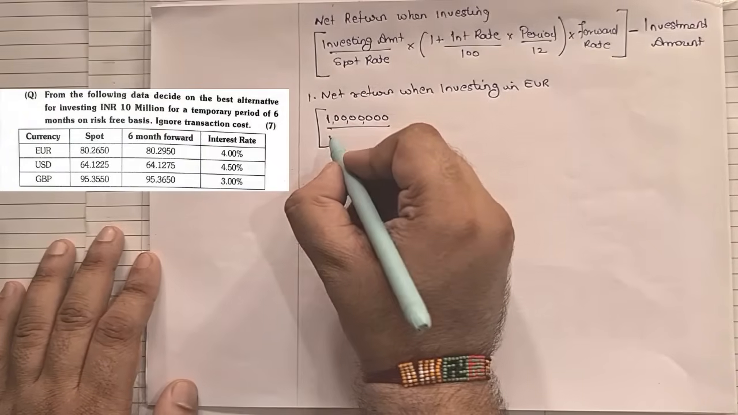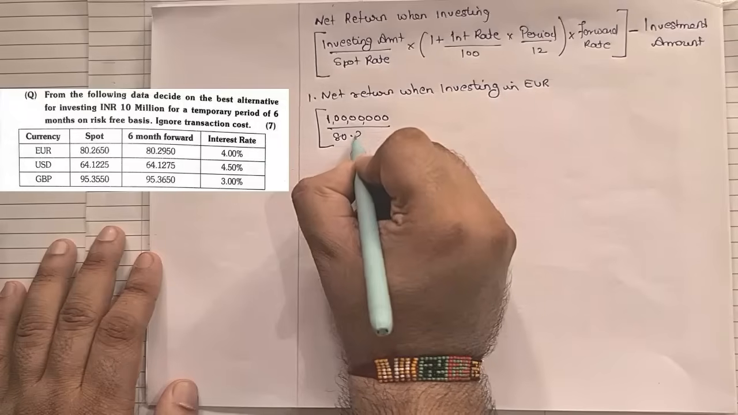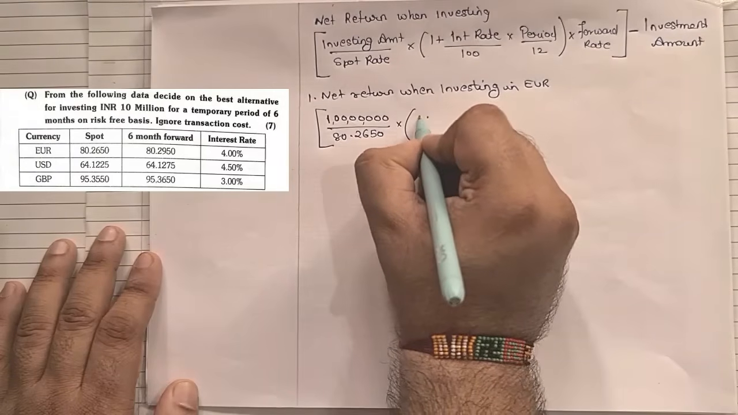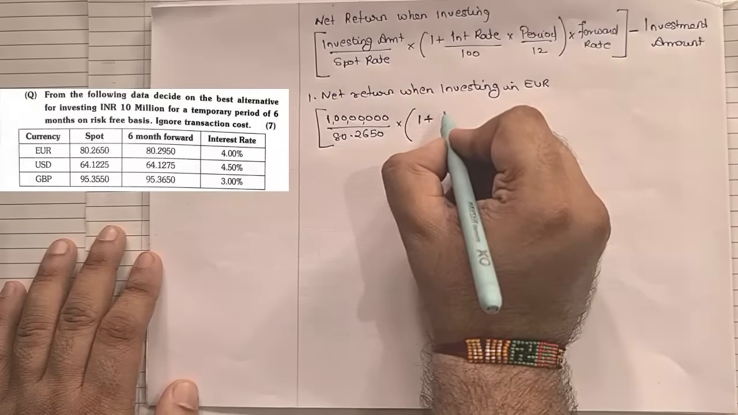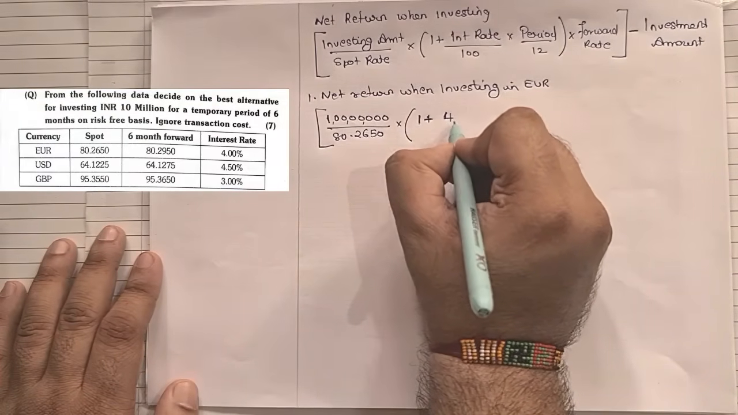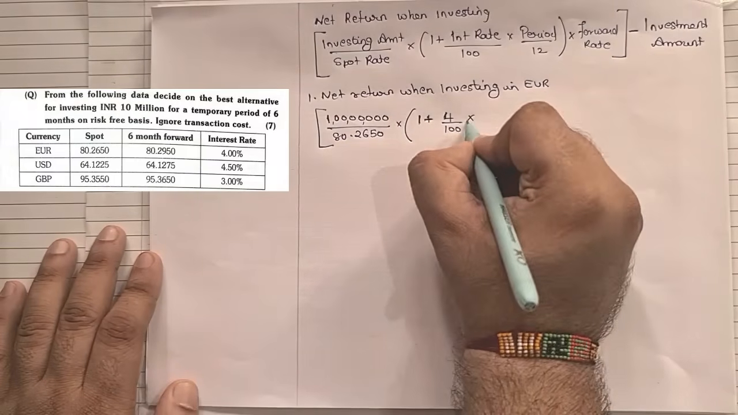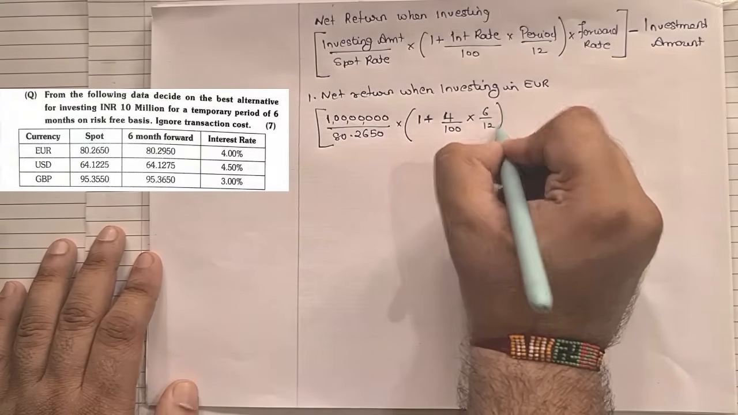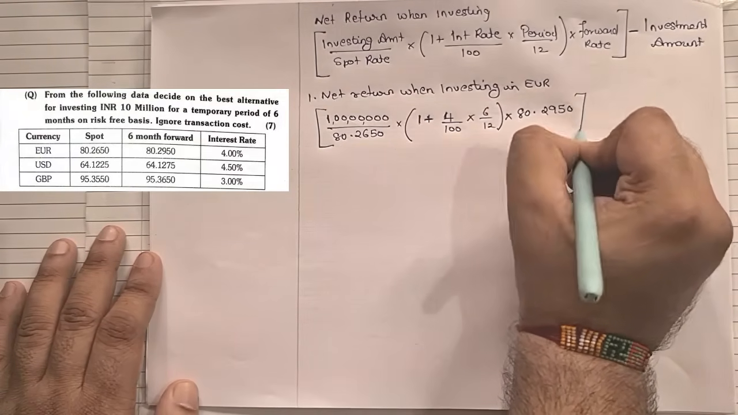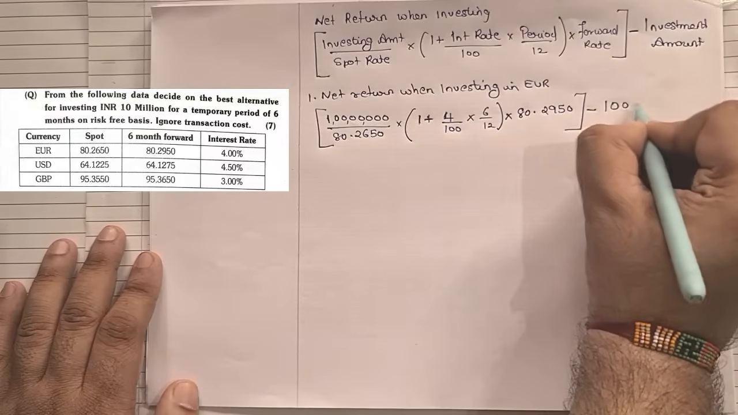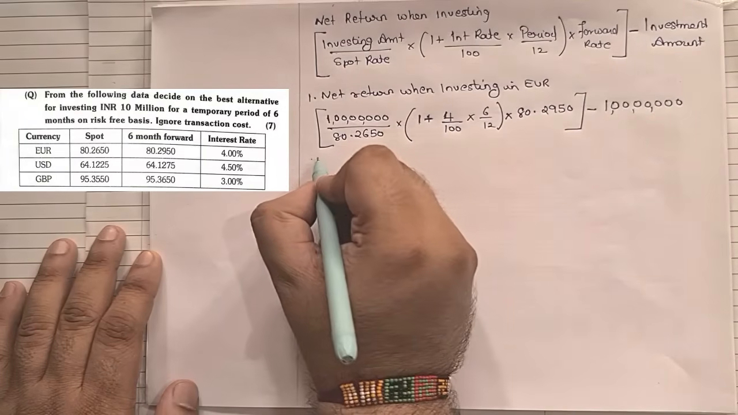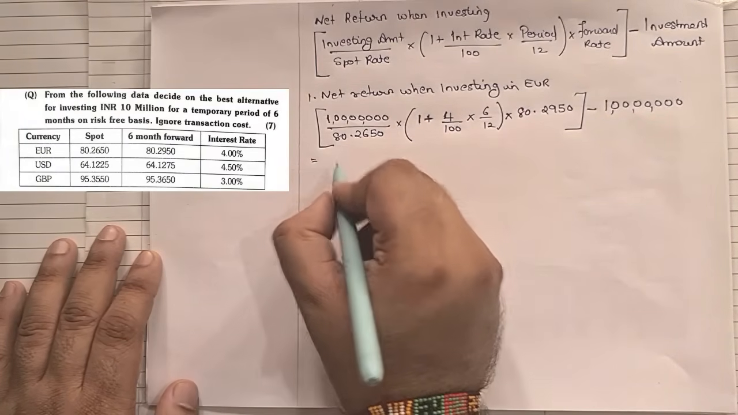Now the spot rate given here is 80.2650 into 1 plus the interest rate. Now the interest rate is 4%, so it will be 4 upon 100 into the period. They said it's for a 6 months period, so 6 divided by 12 into the forward rate, which is 80.2950, the whole thing minus your investment amount, which is 1 crore, 2, 3, 4, 5, 6 and 7. Now we'll have to solve this entire part. So let us see how to solve this entire part.